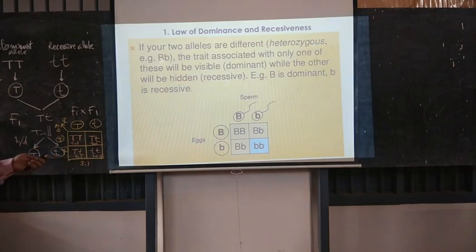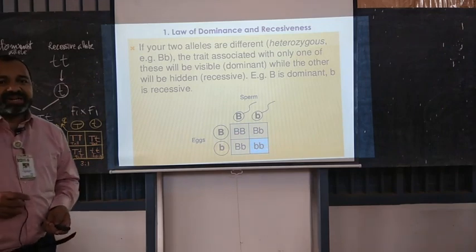So again coming to the law, there are two alleles in the heterozygous condition, that is capital B, small b, and the trait associated with only one of these will be expressed, the dominant, while the other will be hidden, the recessive. Example, here capital B is dominant, small b is recessive. So only the dominant characters are morphologically visible in the case of homozygous as well as heterozygous condition, and the recessive character will be expressed only in the homozygous recessive condition.